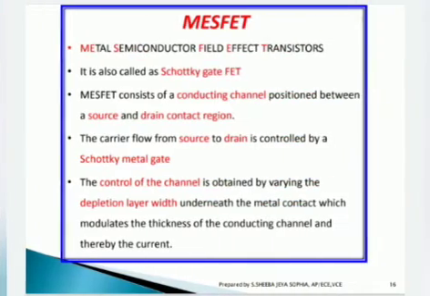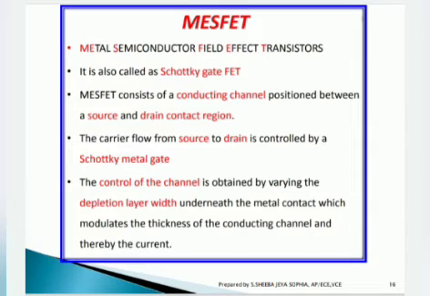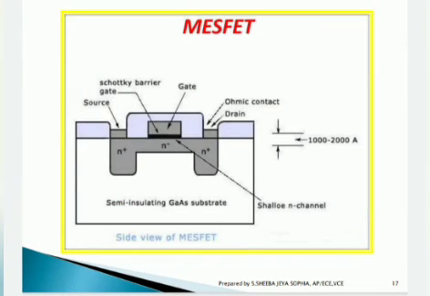This metal semiconductor field effect transistor, also known as Schottky gate FET, consists of a conducting channel positioned between a source and drain contact region. The carrier flow from source to drain is controlled by a Schottky metal gate, and the control of the channel is obtained by varying the depletion layer width underneath the metal contact, which modulates the thickness of the conducting channel and thereby the current.